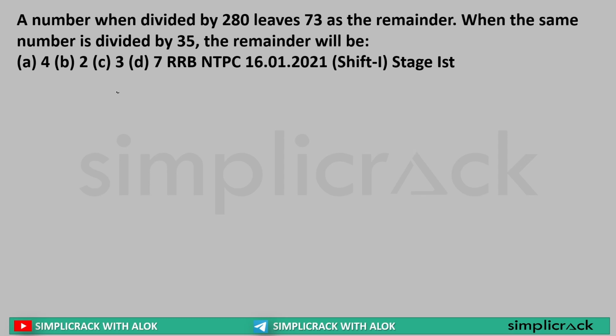So for an example, the number is x. If it is divided by 280, the remainder will be 73. That means that number minus 73 is completely divisible by what? 280. When the same number is divided by 35, what will be the remainder? Now understand this, and you need to understand this very carefully.